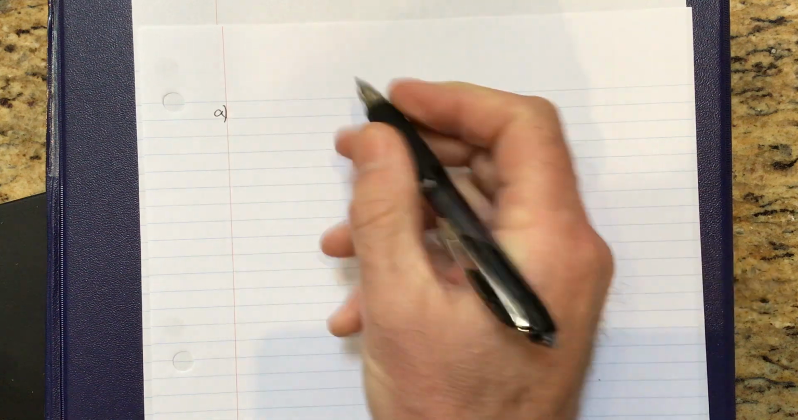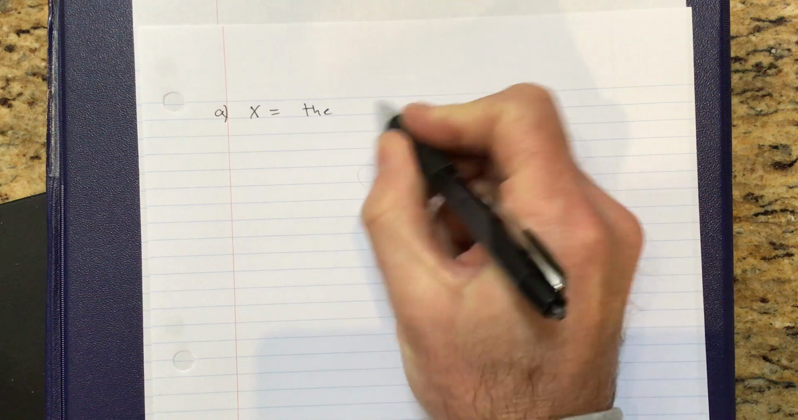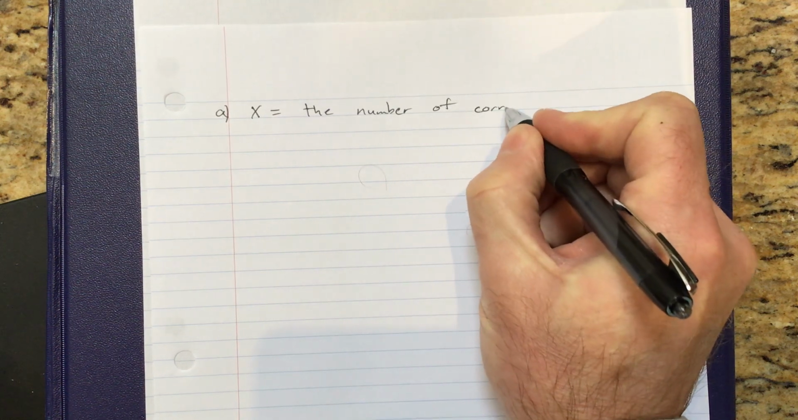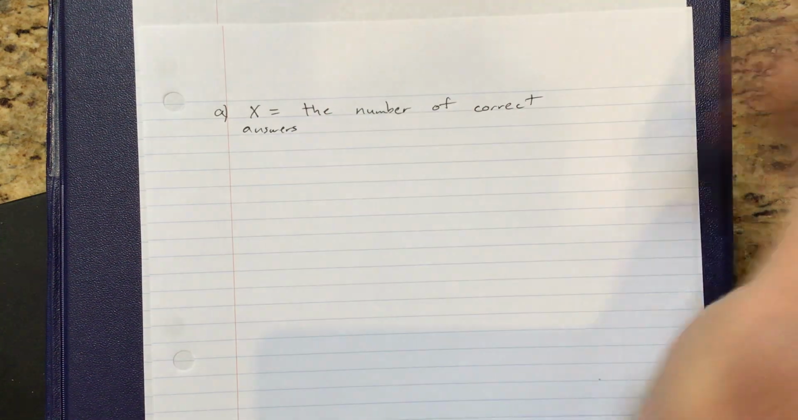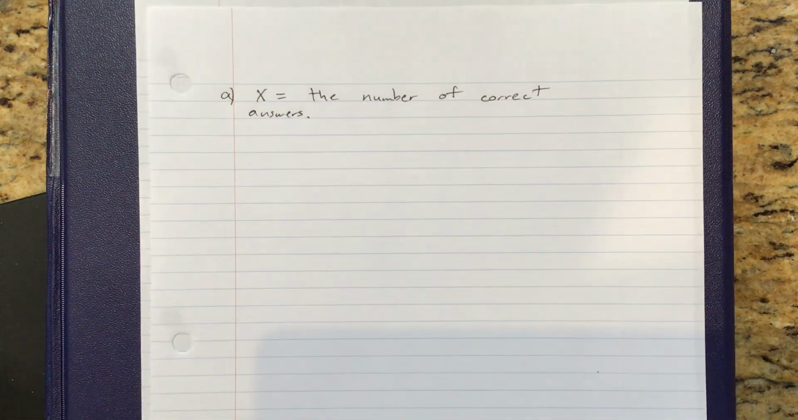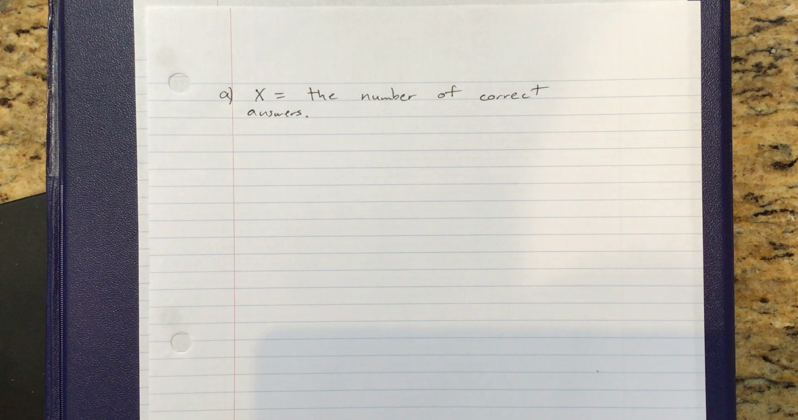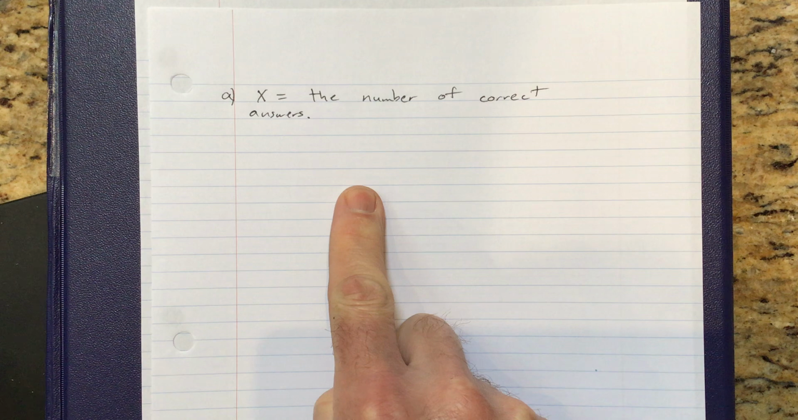Letter A, X would equal the number of correct answers. Okay. Now, X, what type of random variable is it? Well, remember our 4 criteria, right? So in this case, I have a 10-question multiple choice test, so we have a fixed n, right? So that means it's not geometric.